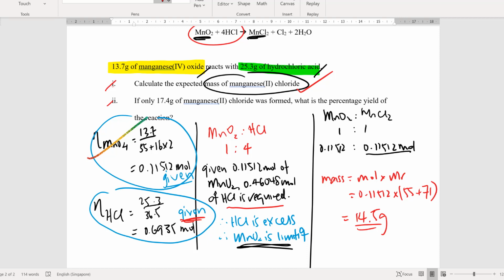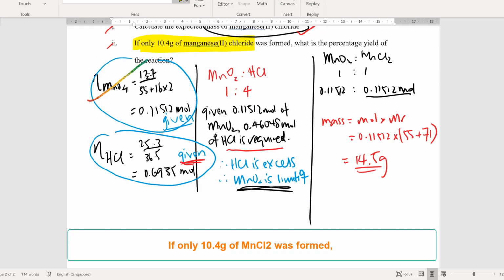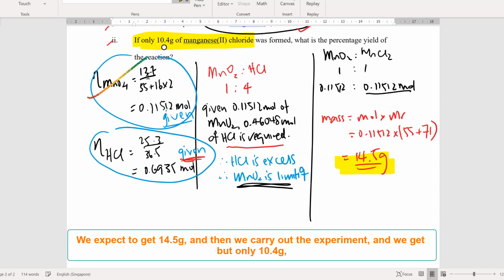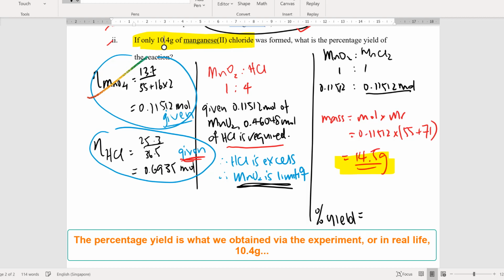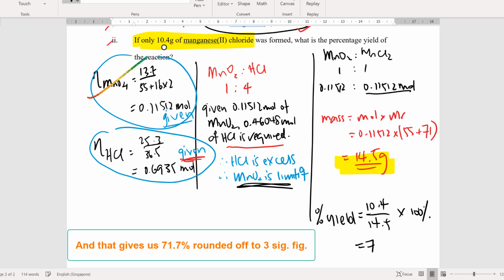Now moving on, the question here says this. Sorry, there's a typo there, it's 10.4. Now if only 10.4 grams of manganese chloride was formed, so we expect to get 14.5 grams, and then we carry out the experiment and get only 10.4 grams, the percentage yield is what we obtain via the experiment, or in real life, 10.4, over what we're supposed to get, the theoretical, 14.5, multiplied by 100%. And that gives us 71.7%, rounded off to 3 significant figures.